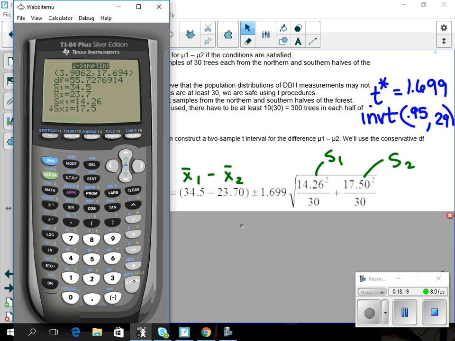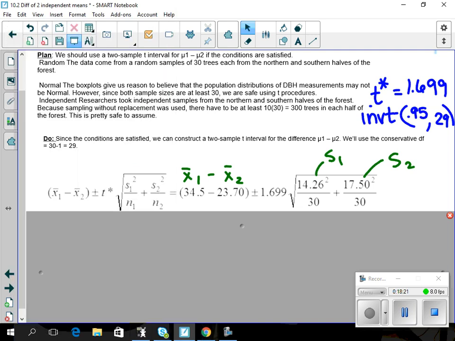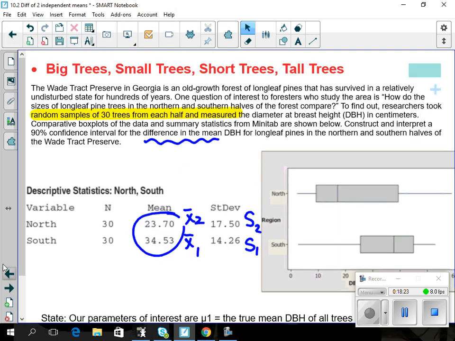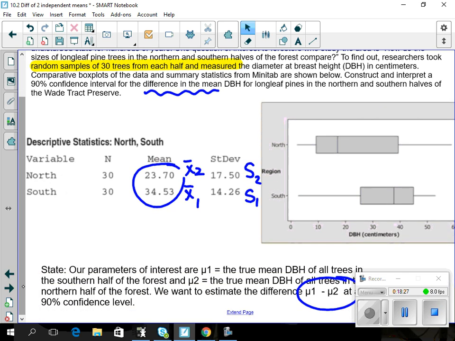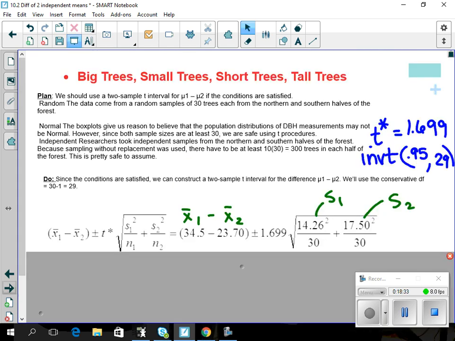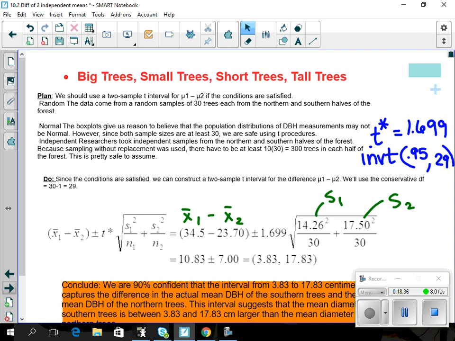Depends on how we named it, which is why it's so important that we talk about which one is which, and when we state our parameter, we're clear as to which one is northern versus which one is southern. Okay? So it'll help us interpret our confidence interval as well. Hopefully we got the same thing. Yeah? I hope.